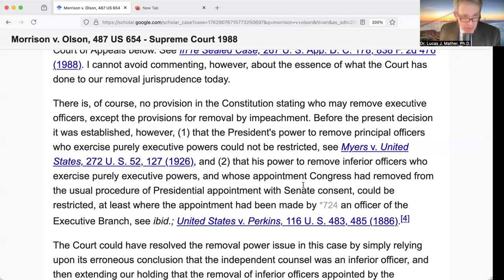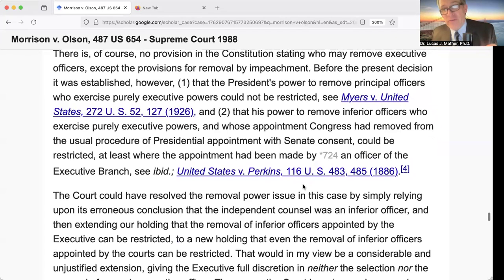See Myers versus U.S., 1926." That's a great one to do on this podcast, written by Chief Justice Taft, the only Chief Justice we had that was a chief executive as well. He was president. "And two, that his power to remove inferior officers who exercise purely executive powers, and whose appointment Congress had removed from the usual procedure of presidential appointment with Senate consent, could be restricted, at least where the appointment had been made by an officer of the executive branch."